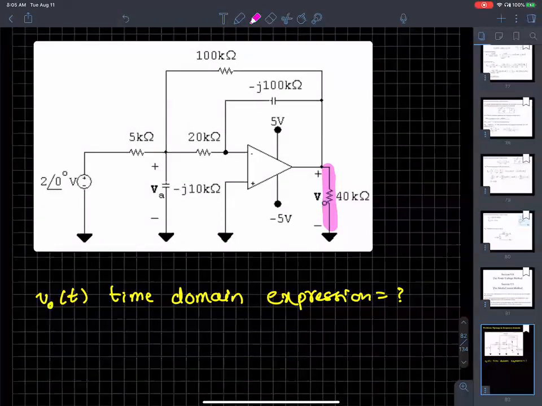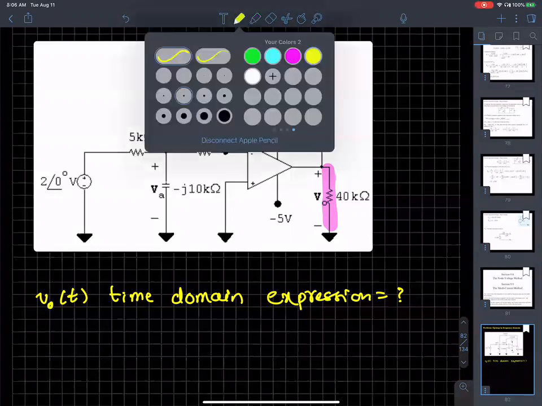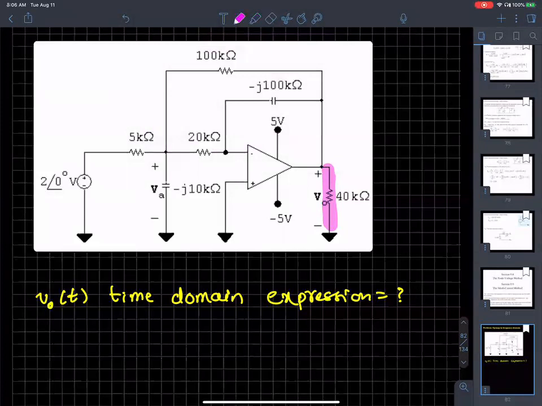How do we do that? We apply the two rules for the op amp, try to get a value for the current, that IL, okay? Once we have IL, we should have V0. Once we have V0, we should be able to write V0 of T, the output voltage time domain expression. Okay, so that's the process.